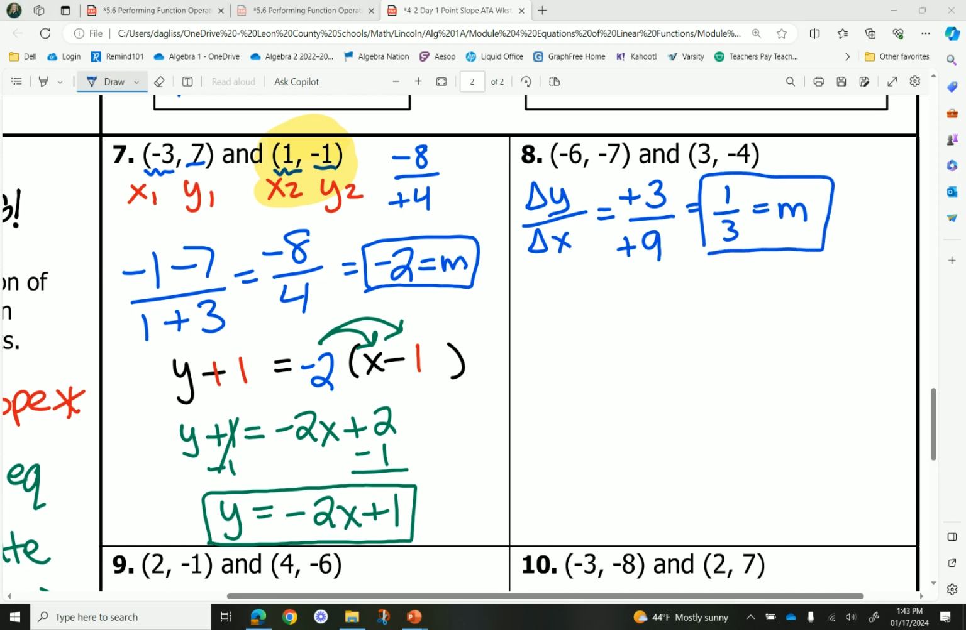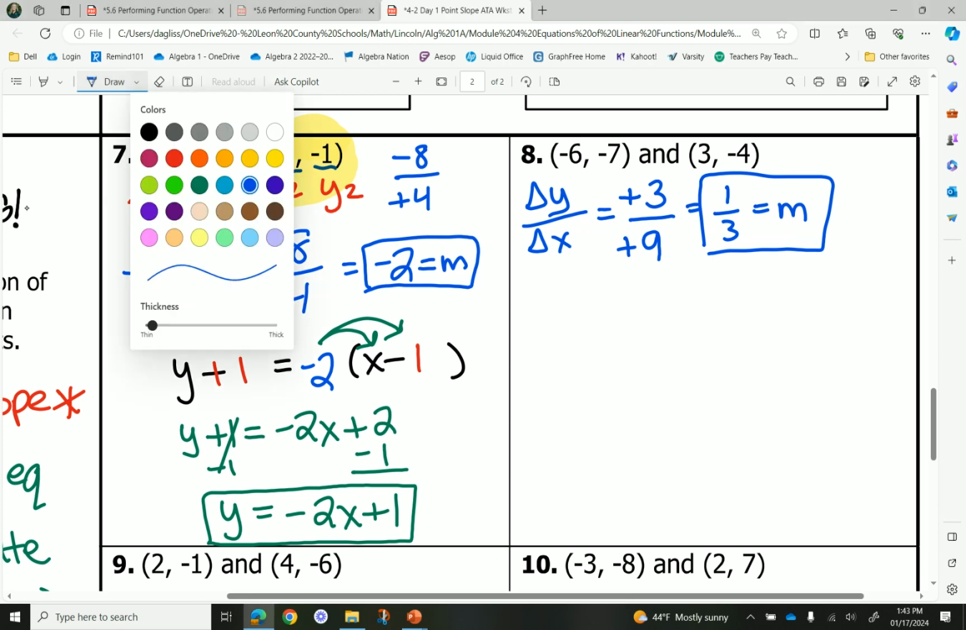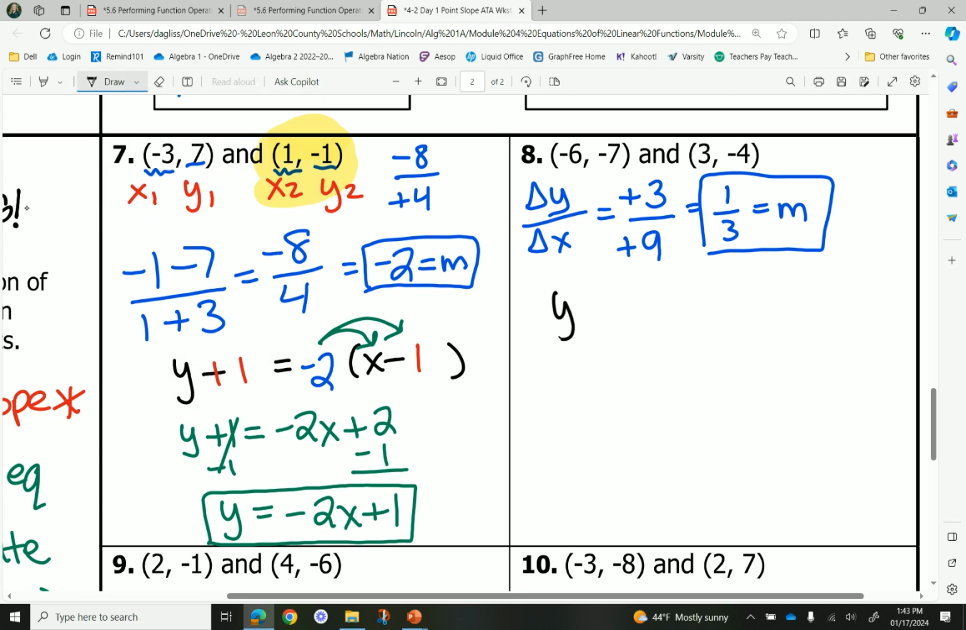Alright, we have found our m. So now we can use one of our points and get our problem set up. So again, we always have the y minus equals m, x minus. Those pieces are always there. Alright, let's figure out a point. What point do you want to use? Negative 6, negative 7, or 3, negative 4? Negative 6, negative 7. Doesn't matter.